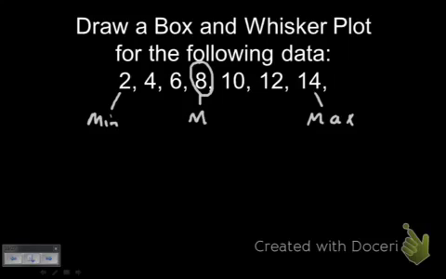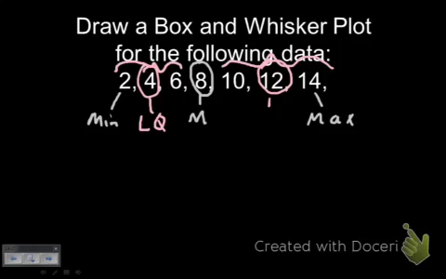Now I just need to find the lower and upper quartiles. To find the lower quartile, I'm going to look at these 3 on the left side. Which one's the middle of those? That would be this one. This is going to be my lower quartile then. Then I've got to look at the right side of the median, those 3. This is going to be the middle of those. That would be my upper quartile. So now I have my 4 points.